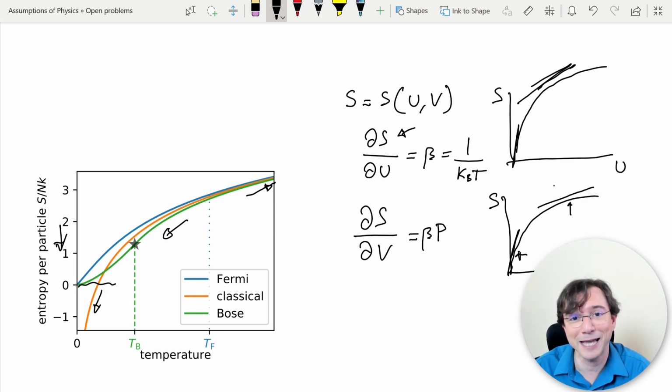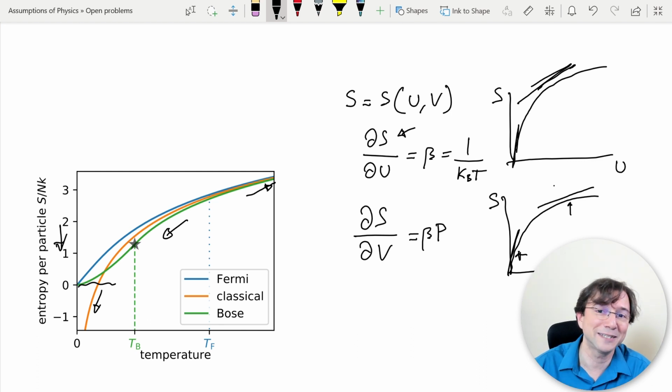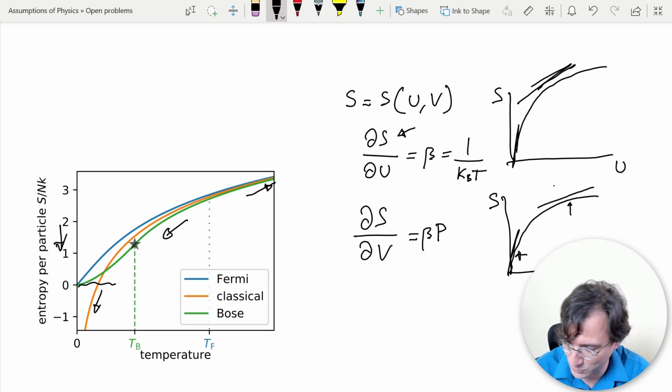So again, it makes sense that if we're putting a system under high pressure, then we're going to put it in states of low entropy, and therefore classical mechanics is going to become a little bit more dominant.